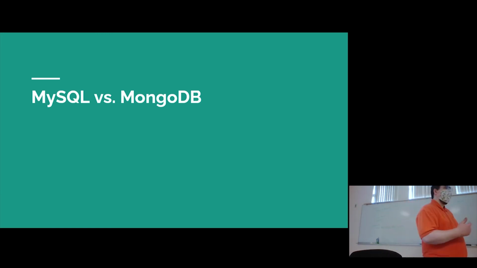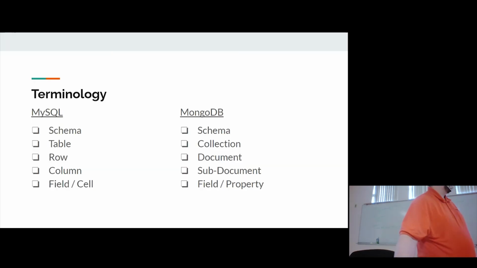So I need to talk a little bit about some of the terminology and some of the differences that you're going to need to know as you're building out your databases. We're going to talk about some of the differences in terminology. With MySQL, we talk about schemas, tables, rows, columns, and we're saying fields and cells. Mongo has some very similar terms, very similar concepts, as it turns out, but we use some different words when we're talking about these things.